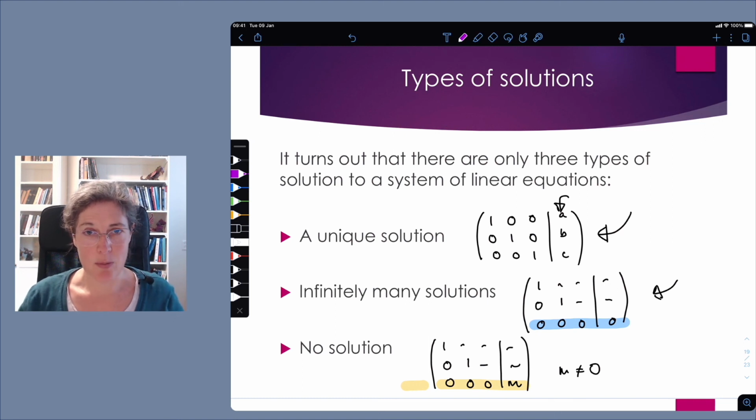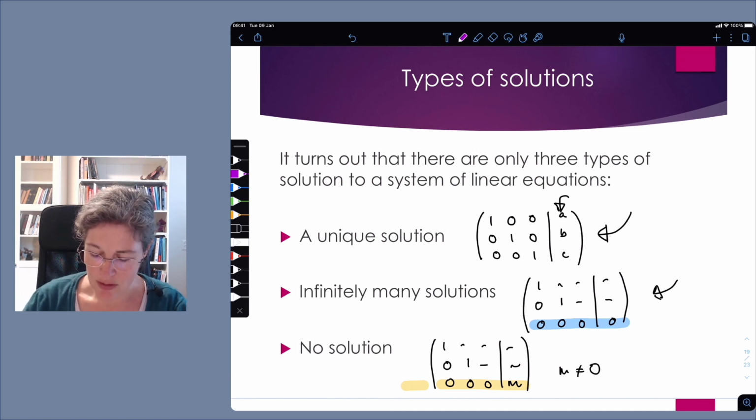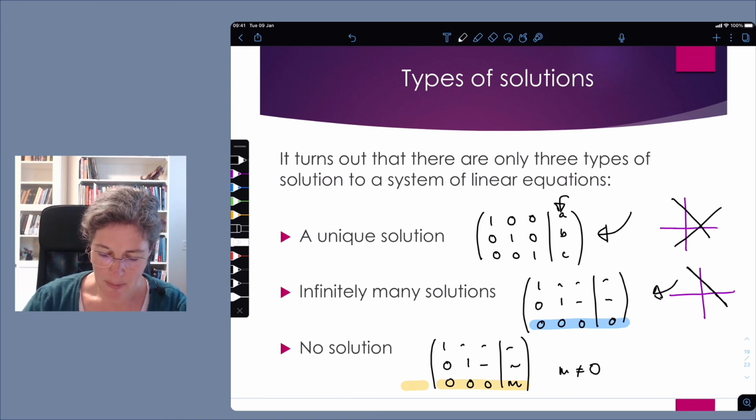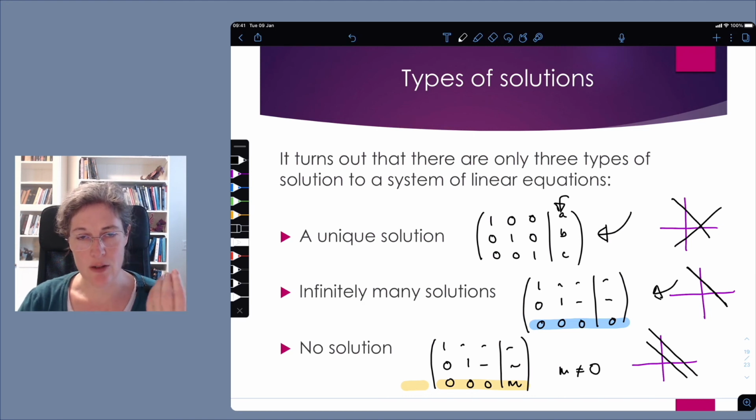And I personally keep just a 2x2 example here, where a unique solution means I'm really looking at two lines that have a unique intersection. Infinitely many solutions, I'm looking at two lines that are really just lying on top of each other. So that's my infinitely many. And for my no solution, I'm looking at two lines that are parallel, so they never intersect. So those are my kind of intuitions, because those will help you when you find a solution in a particular situation, understand what it is that you're seeing.